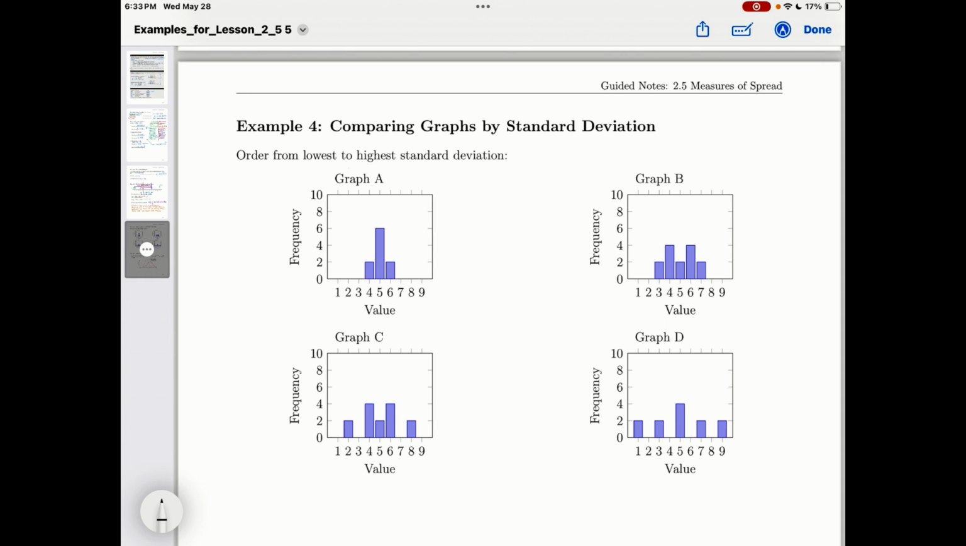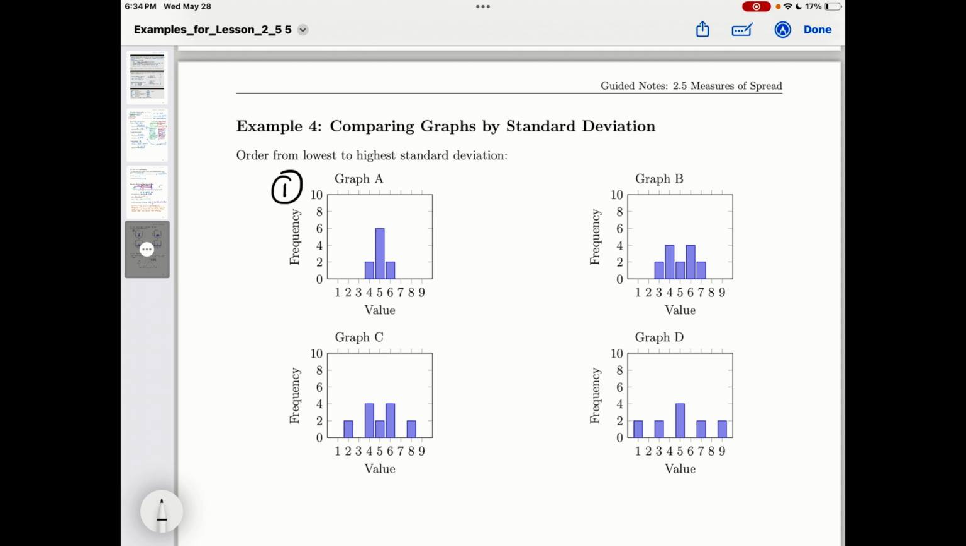is very compact. All the values are clustered around 5 with just a small spread or a small difference between 4 and 6. And this suggests a low standard deviation. And if you compare it to the other graphs, I would call that the smallest standard deviation. So if I'm ordering this from smallest to largest, I would say graph A is the smallest.